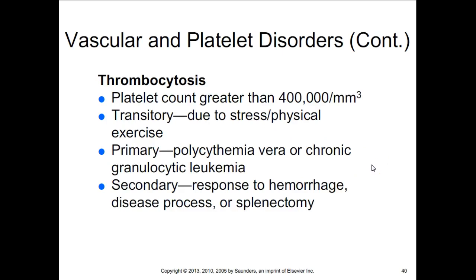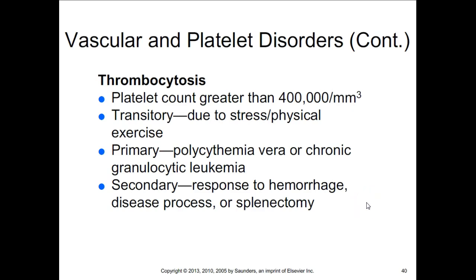So thrombocytosis is the opposite, where you have too many platelets, right? So greater than 400,000. It could be due to stress, physical exercise. Also could be due to polycythemia vera. Polycythemia vera, remember, is an increase in the red blood cell line. And since your megakaryocyte is on the myeloid cell line, that's really important for you clinically, because obviously too many platelets can cause clotting, right? And then chronic granulocytic leukemia you might also see, for the same myeloid lineage, right?